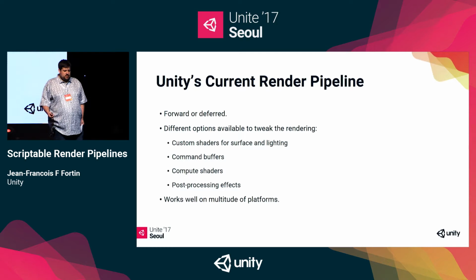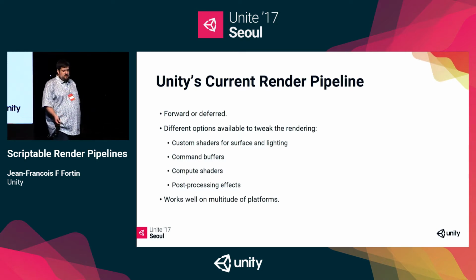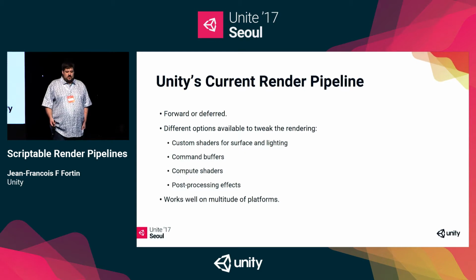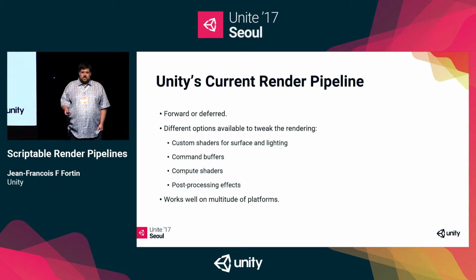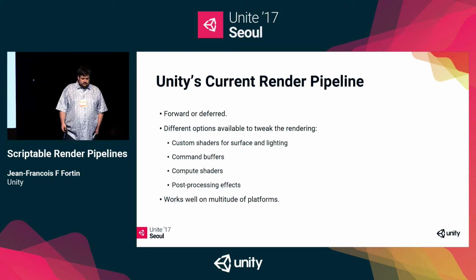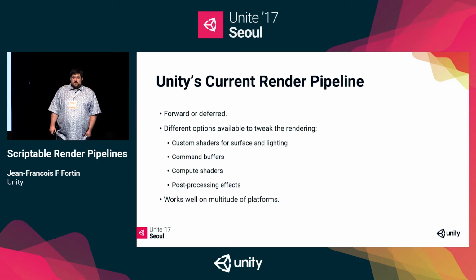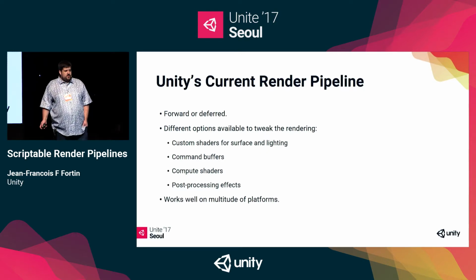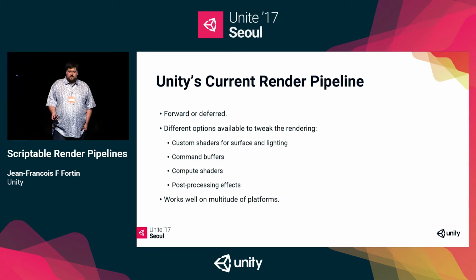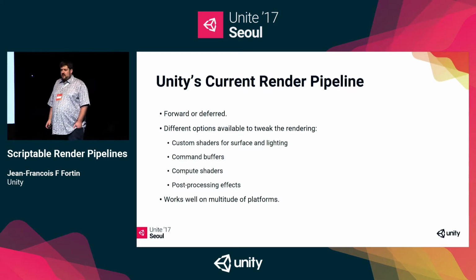It allows you to process data and potentially generate other data to be fed into the rendering pipeline. A good example of this is procedural meshes, or even generating instancing data. Post-processing effects are another way to change the rendering output. It allows you to make screen effects. Another important point to mention about the legacy pipeline is that we support a multitude of platforms, from mobile to console to PC.